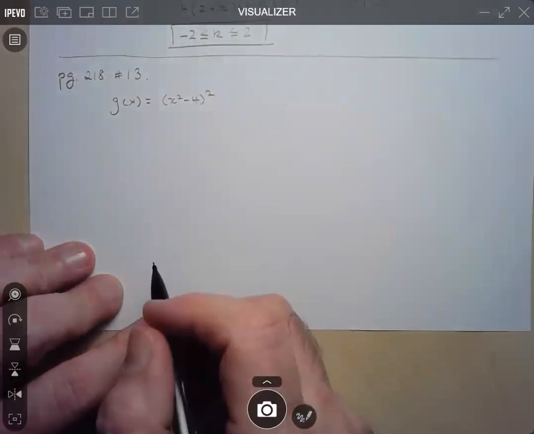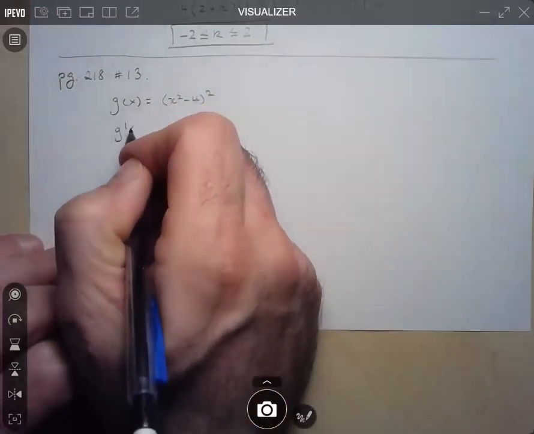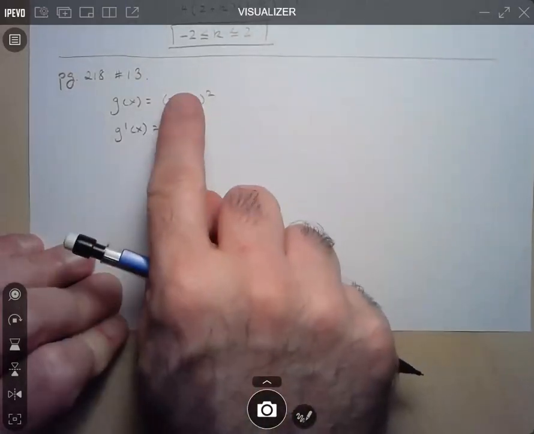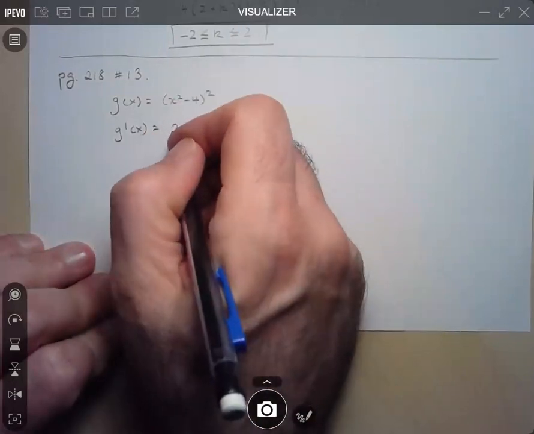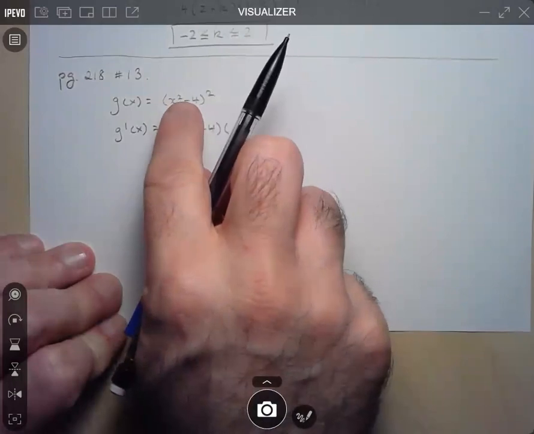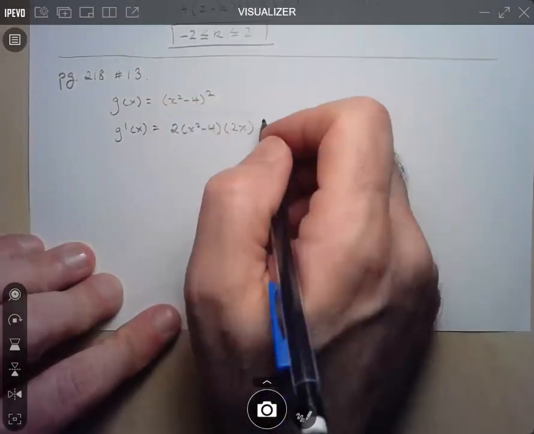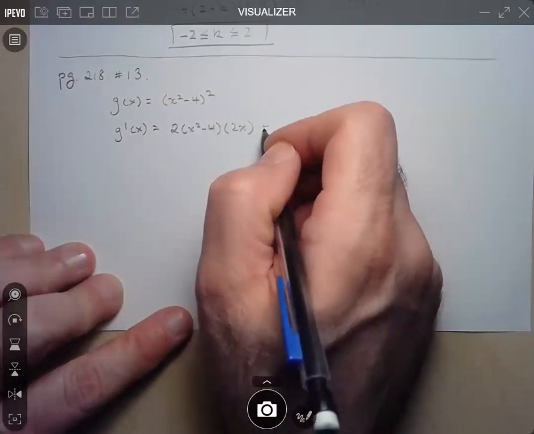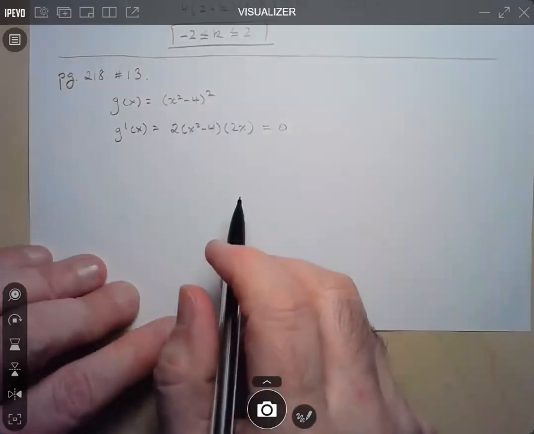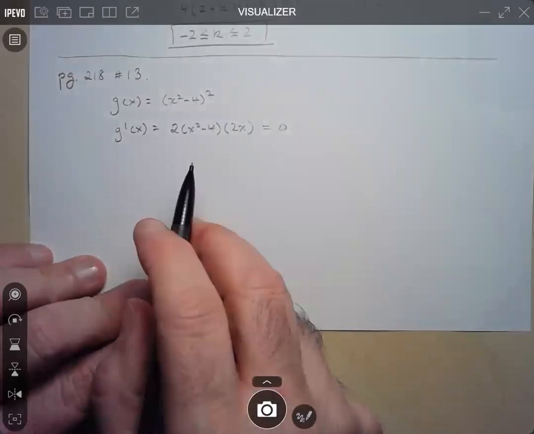All right, so both of these things are going to involve the first derivative. So let's find the first derivative. Okay, so here I'm going to have to use the chain rule. So derivative of u squared is 2u, and then times the derivative of u, so 2x. Okay, so since we're looking for critical points, again, it's a polynomial. We don't have to worry about the derivative not existing. So we need to determine where this is equal to 0.